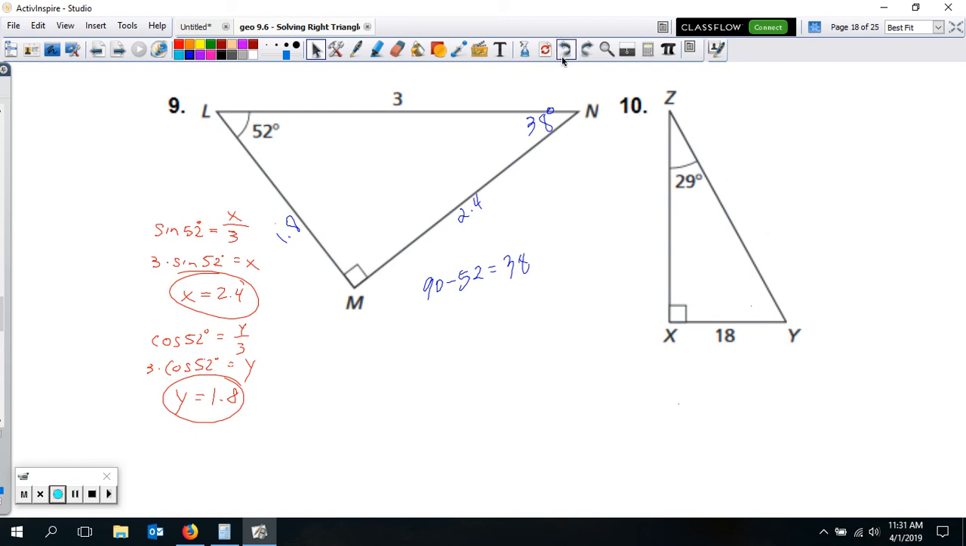Okay, so hopefully you did finish number 10. Let's go ahead and figure out what y is here. The measure of angle y, we know 29 is up there, so it's just 90 minus 29. That's quickly 61 degrees, so the measure of angle y is 61 degrees.